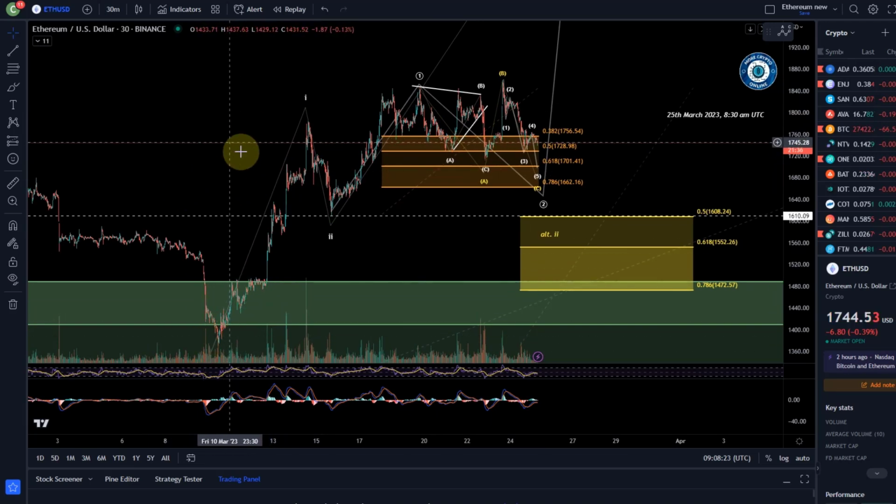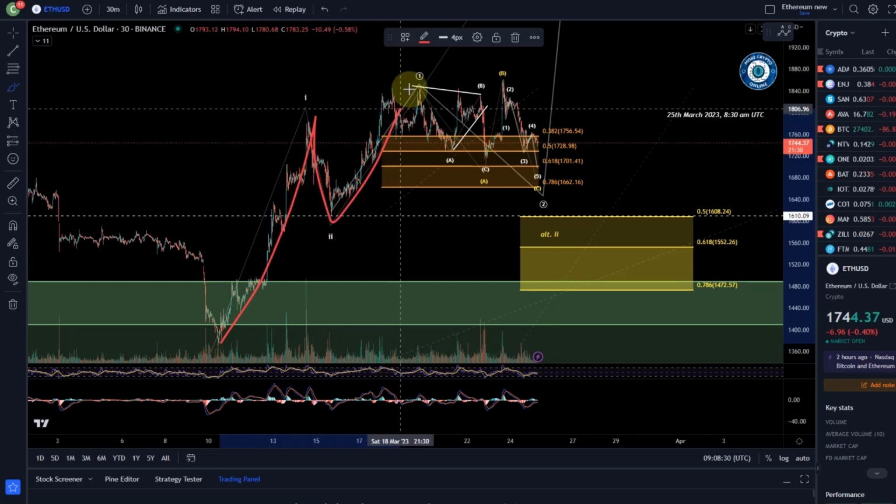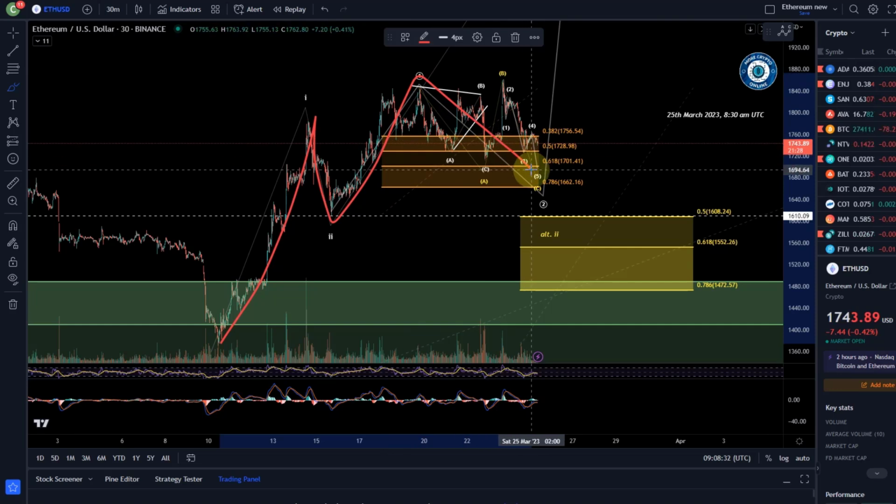We've got here the idea that we rallied in an impulse of the 10th of March, wave 1 came down in 2, rallied again in a wave 1, coming down in 2. Yeah, that would be the scenario for a shallow retracement. And in this scenario, basically one more low is needed below the previous wave 3.